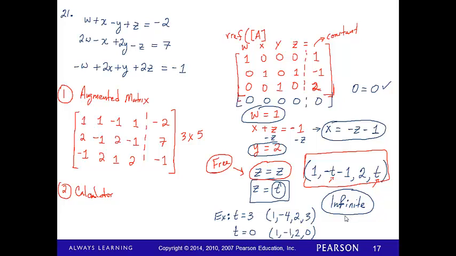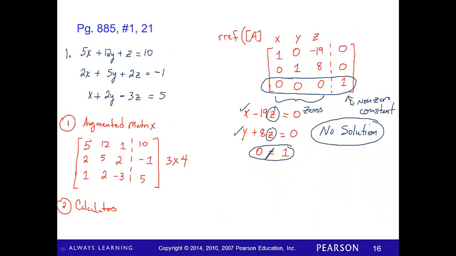Okay, so pay attention to the last row. If you have a last row of zeros, you should expect an infinite number of solutions. If your last row has zeros on the left side and a 1 on the right side, it's a no solution. Alright, so this concludes the video for 9.2.